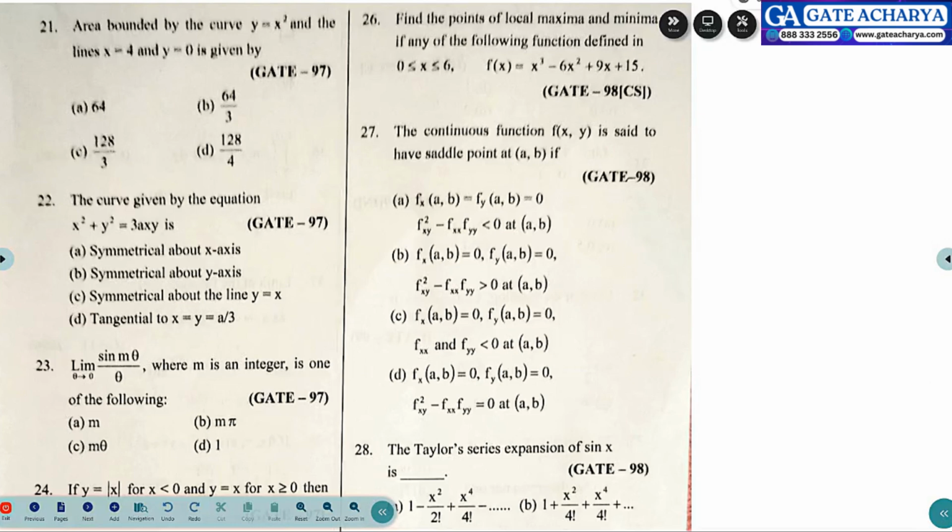So s square minus rt less than 0 means it's not a saddle point. When it becomes a saddle point, s square minus rt is greater than 0. So which function gives you s square minus rt greater than 0? Got the idea? This is the actual representation. Do you like this?